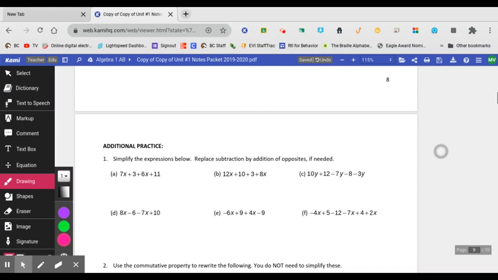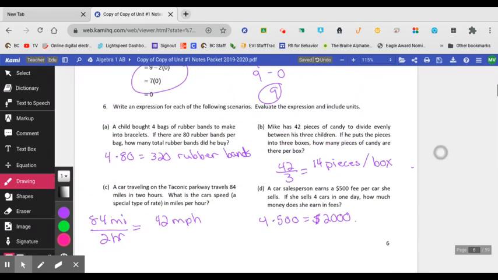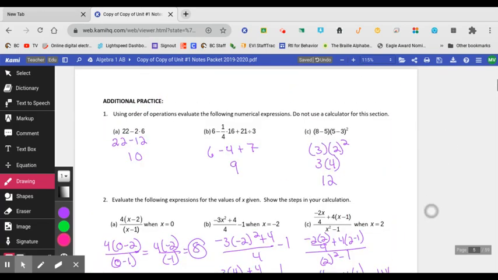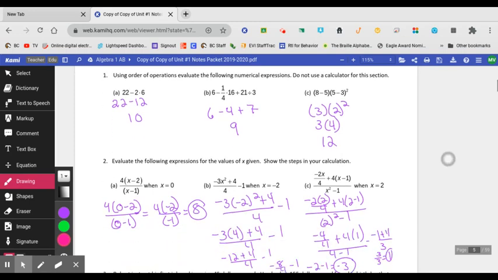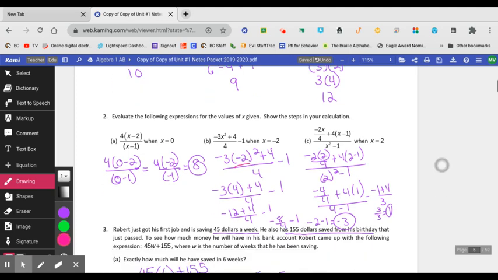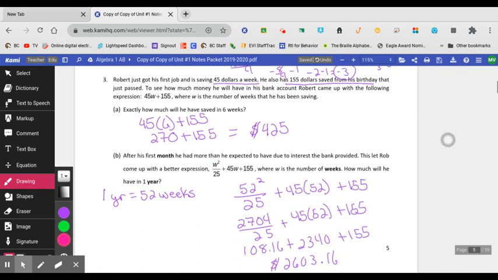Also, I forgot to show this at the beginning, but if we scroll back to the beginning of today's notes, I am showing you the answers to yesterday's classwork/homework. So number 1 was 10, B is 9, C is 12, 2 is 8, 2B is negative 3. Be careful when you're squaring that negative 2. It has to be in parentheses. Letter C is 1. Number 3A is $425.